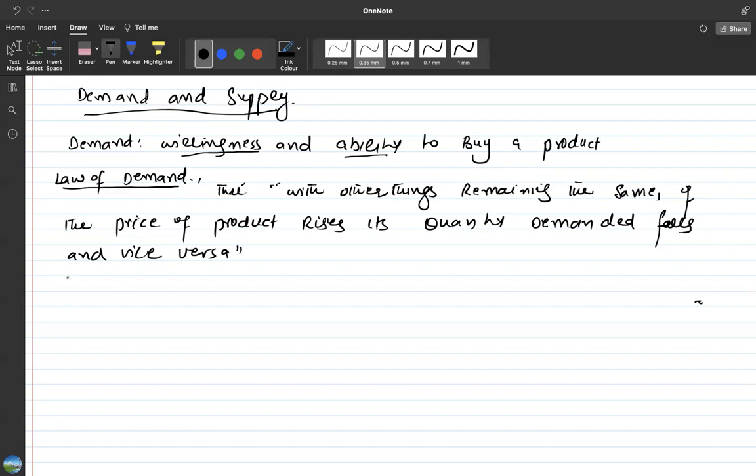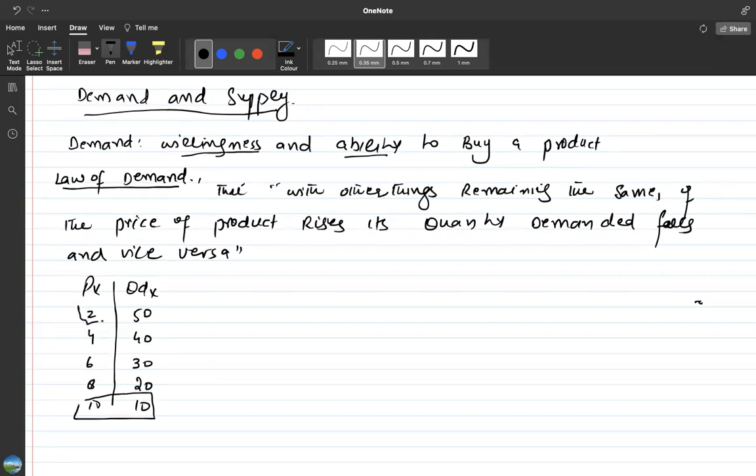We can draw it in a table. For example, there is a product X whose price is 2, 4, 6, 8, 10, and that is the quantity demanded of that product X. At the price of 2, we will have the highest demand. As the price rises, our demand will fall. And at the highest price, we'll have the lowest demand. I mean, at the price 10, that is the highest, we have the lowest demand, that is 10. And at the lowest price, that is 2, we have the highest demand, that is 50.